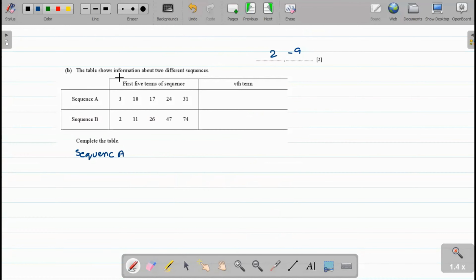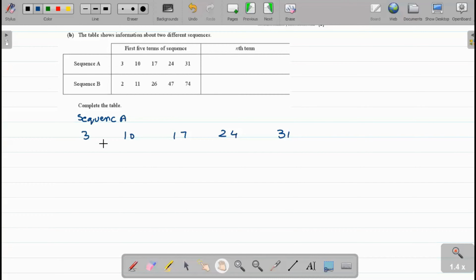Part B, the table shows the information about two different sequences. Sequence A, 3, 10, 17, 24, 31, and sequence B, 2, 11, 26, 47, and 74. Complete the table. Now we write the sequence A here. Firstly, we find the difference between each term. Now we see that 10 minus 3 is 7. The next difference is also 7, and 7. Next, for 31, 34 is 7. Therefore, the sequence is a linear sequence.